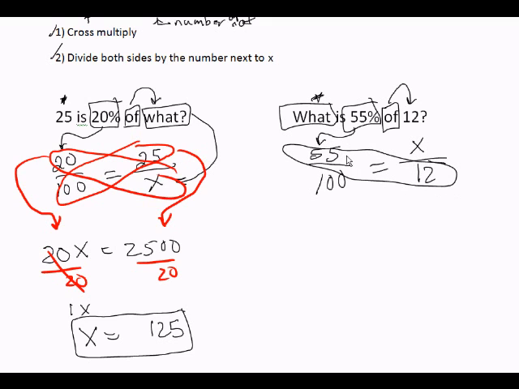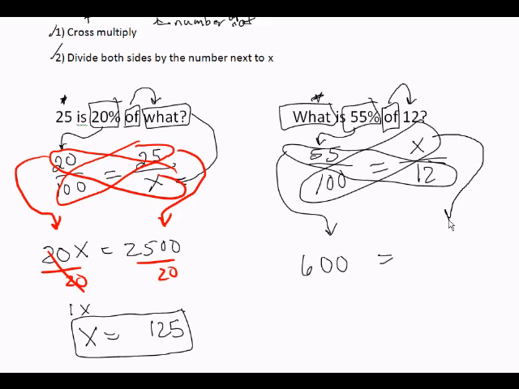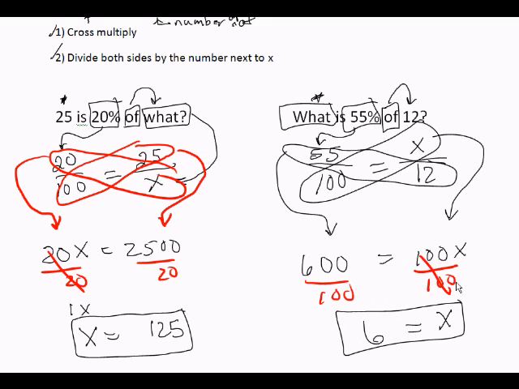We're going to cross multiply. 55 times 12, 660. 100 times x, 100x. Divide both sides by 100. You always divide by the number next to x. 100 divided by 100 is 1x. 600 divided by 100 is 6. The answer is x equals 6.